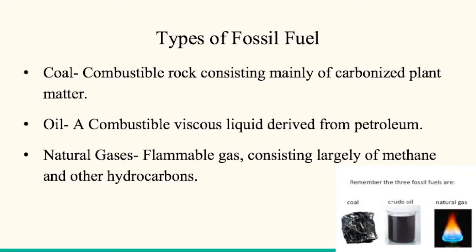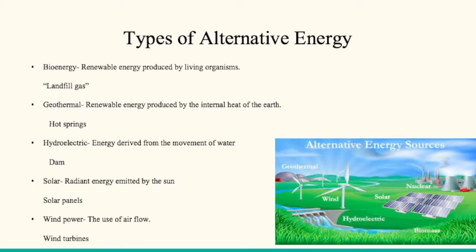Oil is a combustible viscous liquid derived from petroleum. As you can see in the picture, it is the middle picture. And on the far right is natural gas. Natural gas is flammable gas consisting largely of methane and other hydrocarbons. All of these produce carbon dioxide to give us energy, which is extremely bad for the environment, which is why we have alternative energy. There are different types of alternative energy.